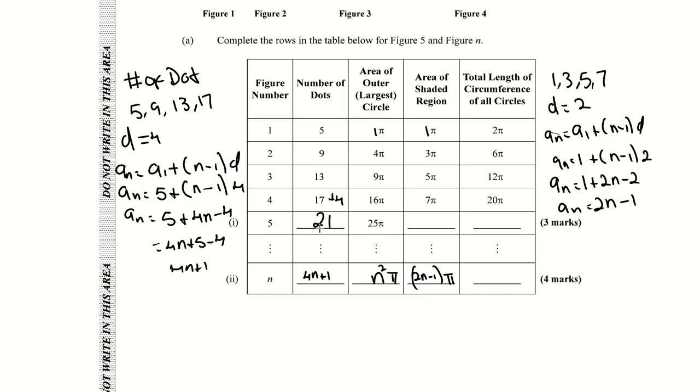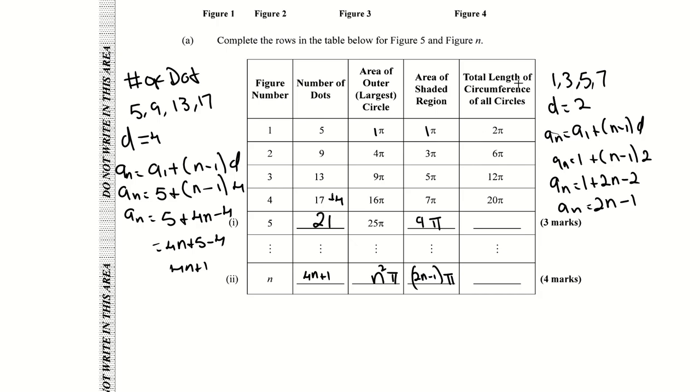Now if you know that this is 5, you could have simply said 7 plus 2 is 9, or you could say 5 twos are 10, 10 minus 1 is 9. So you will get 9 pi whichever method you choose, whether you apply the formula or just add 2 to it.